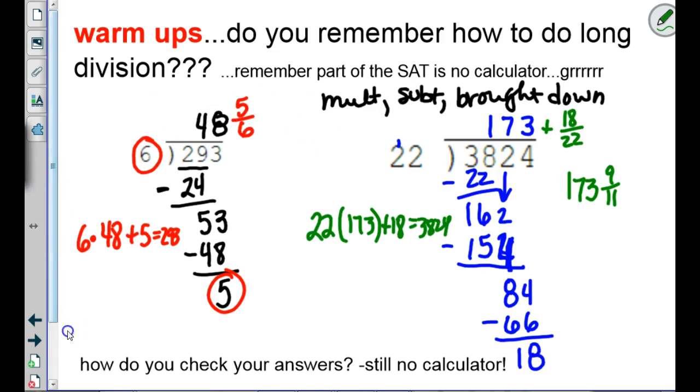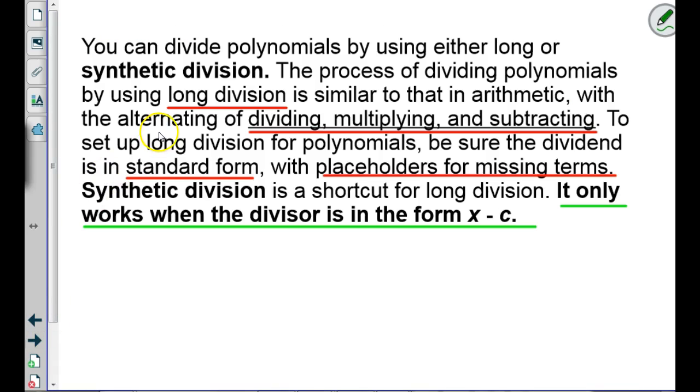All right. Let's try this. The top of your worksheet, it says you can divide polynomials using either long or synthetic division. Okay, the problem is you can't always use synthetic division. The process of dividing polynomials by using long division is similar to arithmetic, where we just did. It is dividing, multiplying, subtracting, bring down. To set up long division for polynomials, be sure the dividend is in standard form and has placeholders for missing terms, okay?